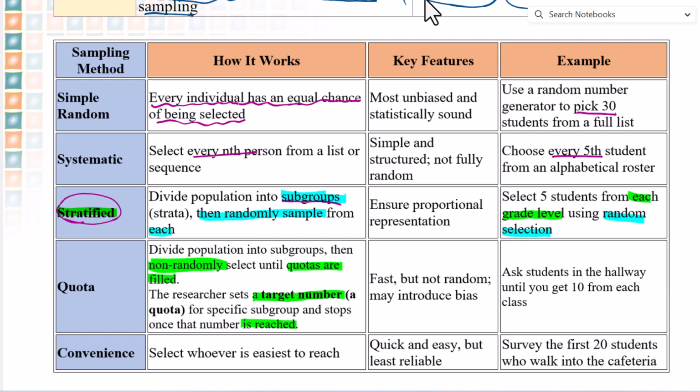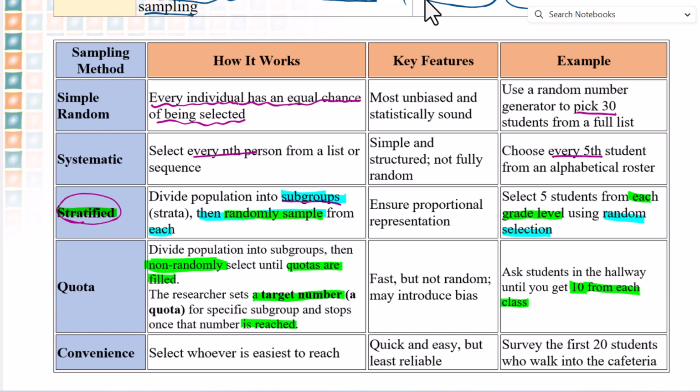So the keywords here: non-randomly select samples from subgroups. For example, ask students in the hallway until you get 10 from each class, which means these 10 samples for each class are not selected randomly.